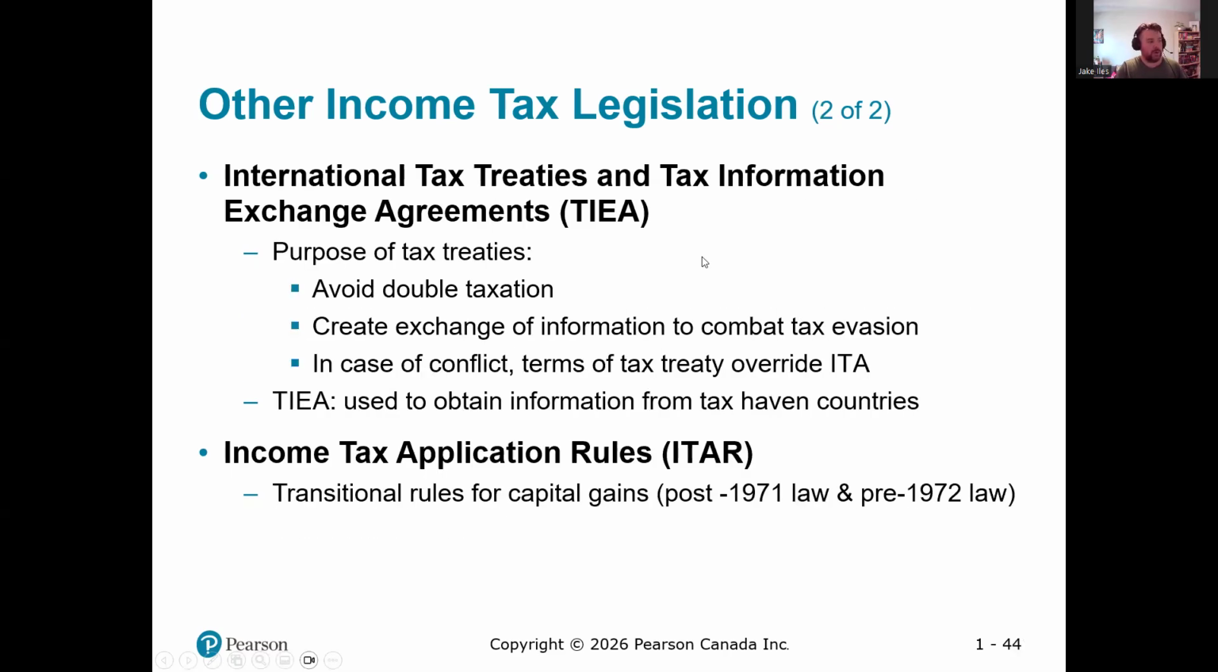And a brief note on tax treaties. Especially for non-residents who might have Canadian income but live in a different country, or Canadian residents who have income coming from another country, we find ourselves paying taxes in more than one country. So these countries all around the world have tax treaties with themselves. They'll identify certain income types and certain ways to deal with it.